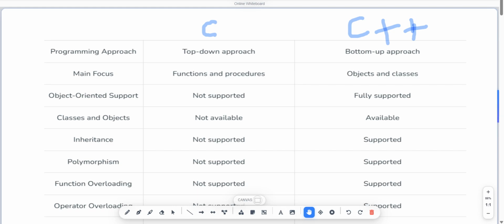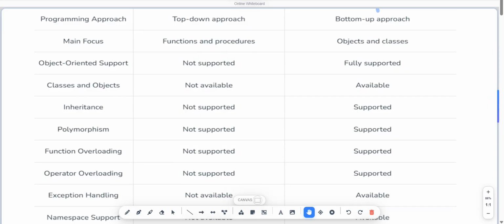Here you can see object oriented support. I said C is only meant for procedure oriented. It does not support object oriented. C++ fully supports it. Classes and objects are available. Inheritance is a feature. Here you can see some of the features that are available in C++ that are not available in C language.